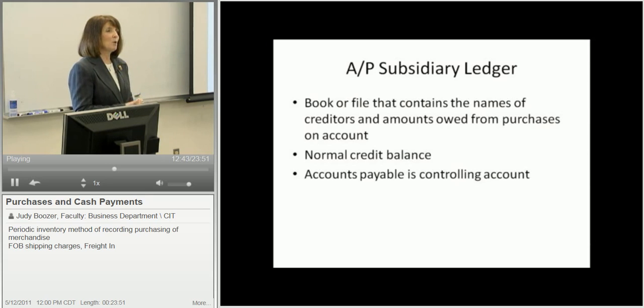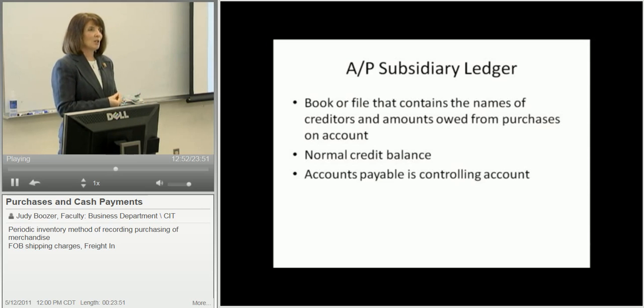So every time you purchase something, you're going to record it to the appropriate vendor. And then every time you make a payment to these vendors, you're going to also record it to the subsidiary ledger. So at any point, you can see how much you owe any specific vendor.